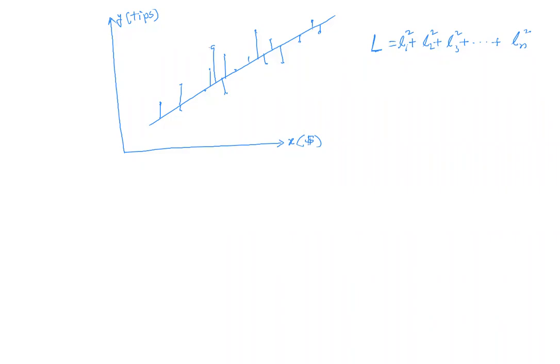And our goal is to minimize this L. We want to find a straight line such that the sum of these squared distances is minimized. And that is called the regression line. The sum of these squared distances is minimized, and that line is called the regression line. So this is called the least square method.